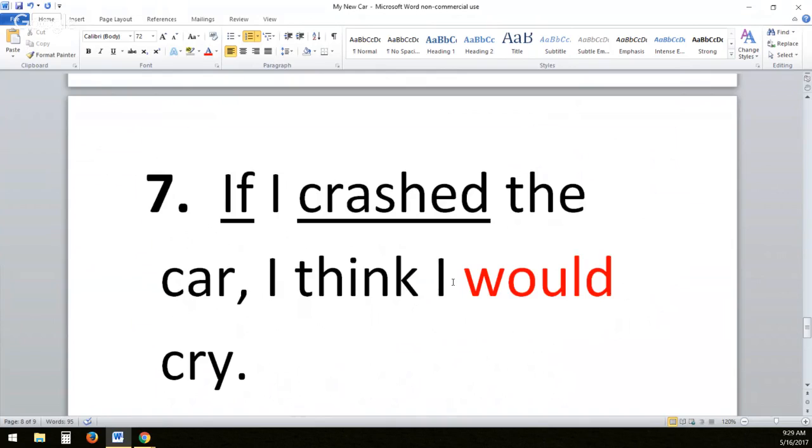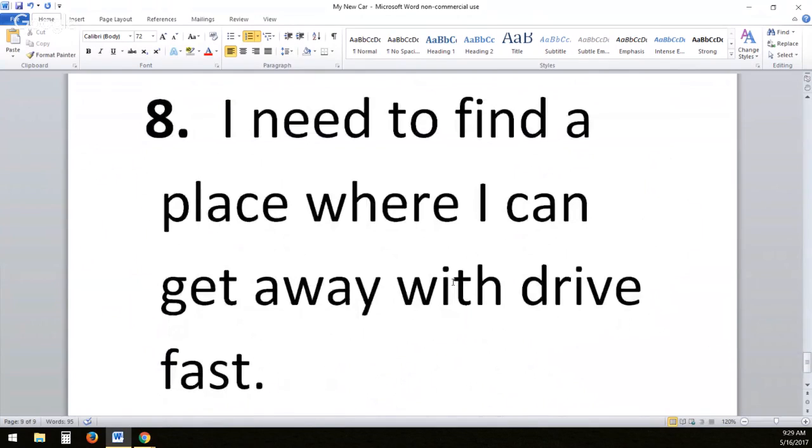Number 8. You guys have done great so far. We're almost there. Number 8. I need to find a place where I can get away with drive fast. Here, if you have been following some of my live lessons recently about phrasal verbs, you might know the answer to this sentence. What is the problem with number 8?